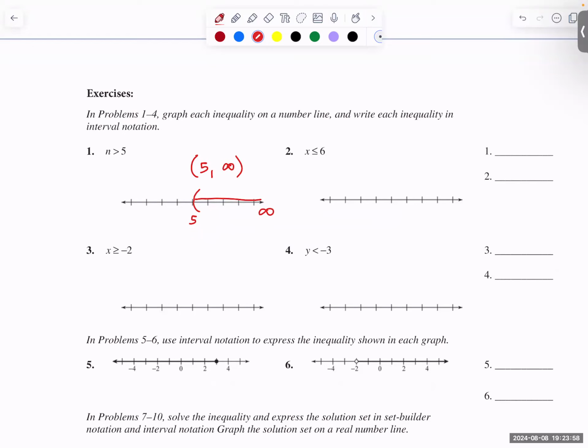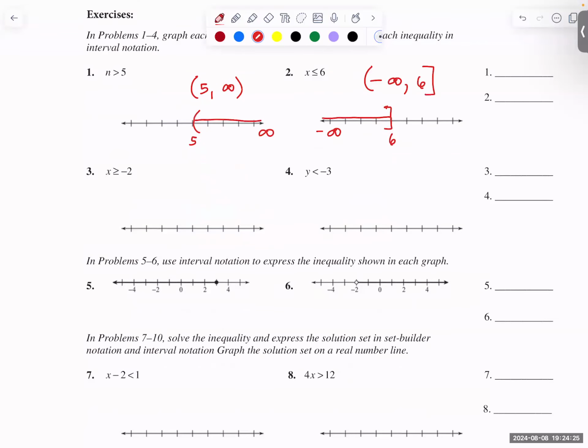Number 2 has a weak inequality. X is a real number less than or equal to 6. So we have to use a bracket, in this case a right bracket. And numbers that are less slide to the left. Limit negative infinity. Interval notation is left paren negative infinity, comma, positive 6, right bracket.